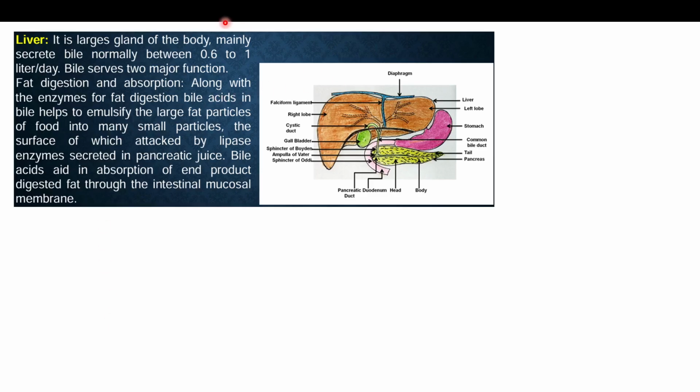Now coming to the liver, it is the largest gland of the body and mainly secretes bile, normally between 0.6 to 1 liter per day. Bile serves two major functions. One is fat digestion and absorption. Along with the enzymes for fat digestion, bile acids in bile help to emulsify the large fat particles of food into many smaller particles, the surface of which is attacked by lipase enzymes, lipid digesting enzymes, secreted in the pancreatic juice. So bile acids help in the absorption of the end products of digested fat through the intestinal mucosal membrane.